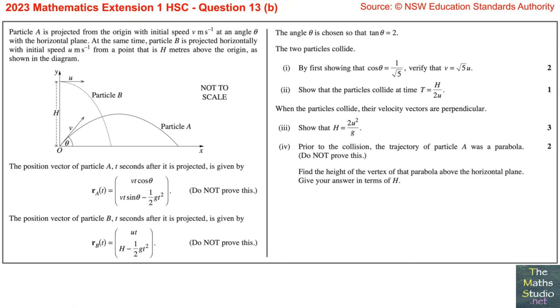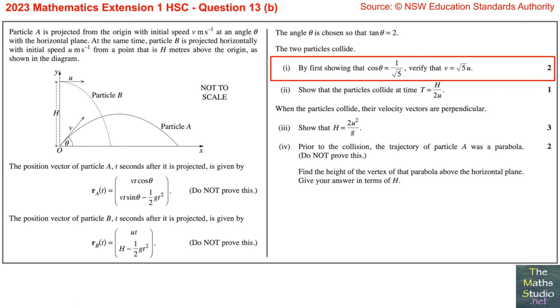The position vector of particle A, t seconds after it is projected, is given by Ra of t equals Vt cos theta for the horizontal component and Vt sin theta minus half gt squared for the vertical component. Do not prove this. The position vector of particle B, t seconds after it is projected, is given by Rb of t equals ut for the horizontal component and capital H minus half gt squared for the vertical component. Do not prove this. The angle theta is chosen so that tan theta equals 2. The two particles collide.